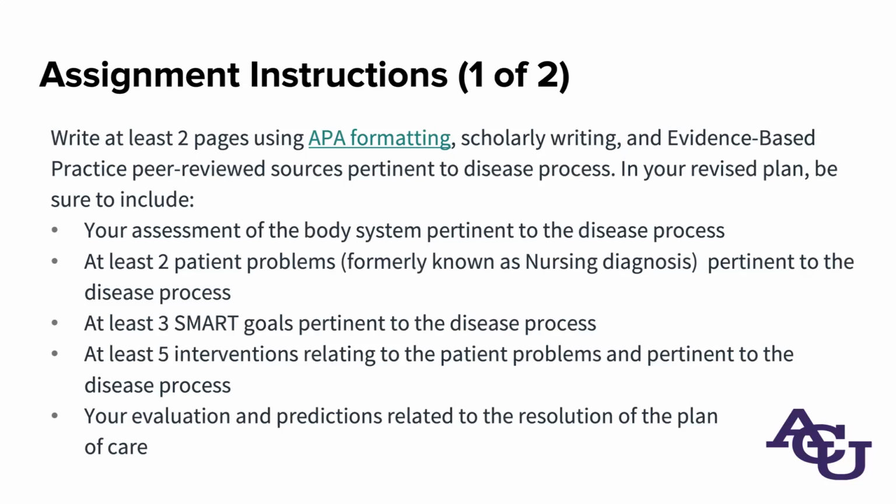Write at least 2 pages using APA formatting, scholarly writing, and evidence-based practice, peer-reviewed sources pertinent to disease process. Okay, sounds straightforward enough. You might ask, well, what is 2 pages in APA formatting? That's going to be roughly 500 words, because in APA formatting, we'll be using double spacing, 12-point font, and usually Times New Roman, and that'll work out to roughly 250 words per page. So when they say at least 2 pages, we don't want 1.5.